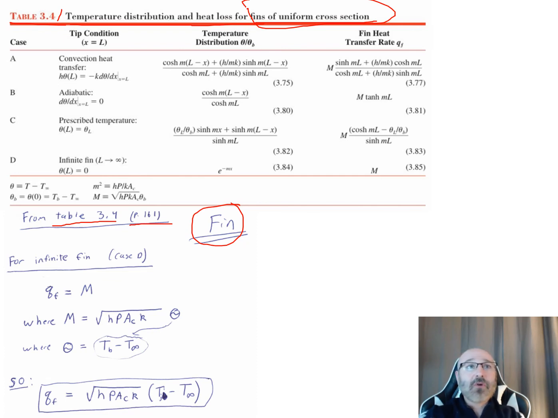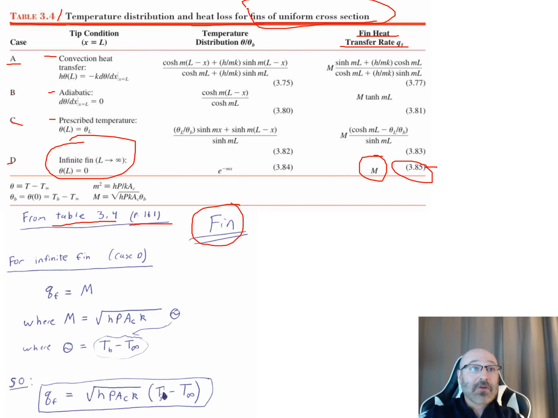So then there are 4 different cases over here, A, B, C, and D. Well, we don't really apply to case A for convection heat transfer. It's not really adiabatic. We don't have prescribed temperature, but it is an infinite fin down here. So we can go over to equation 3.85 for the fin heat transfer rate, Q sub F, and this is equal to M.